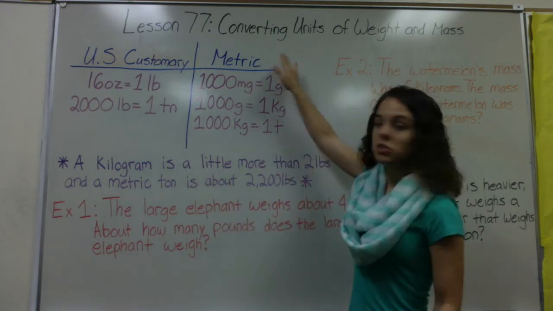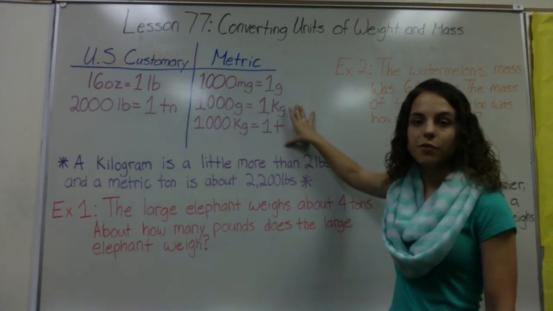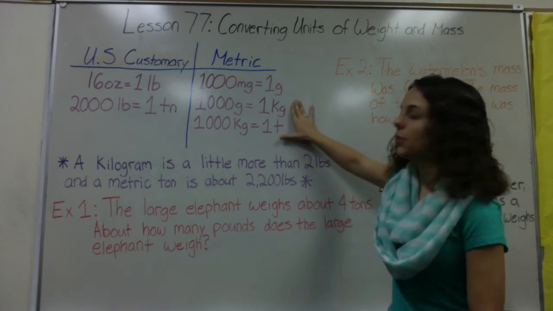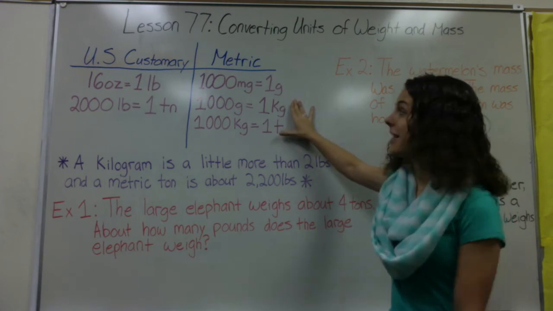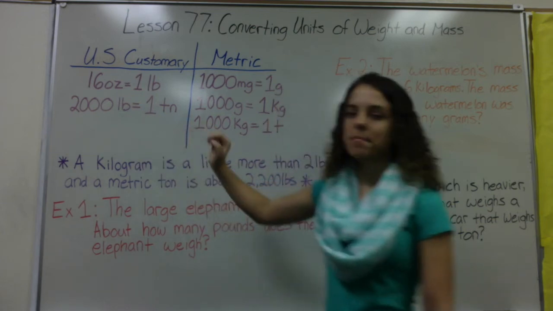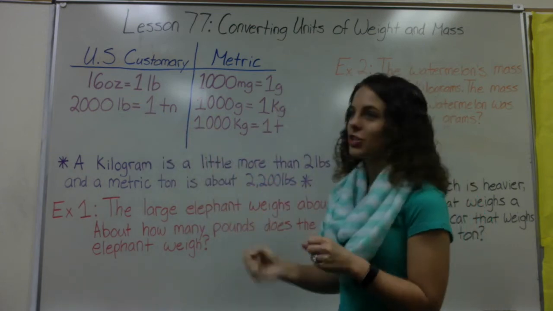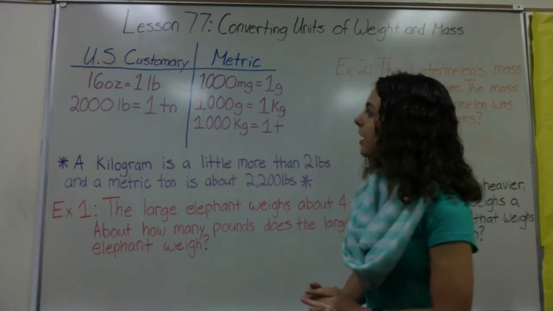Now, what I would like you to do is copy down this chart right here for your notes, please, and I'll be grading on that, making sure you watched and participated. If I wrote it down, you can write it down too. So we have 16 ounces equals 1 pound, a conversion that we've already talked about before.